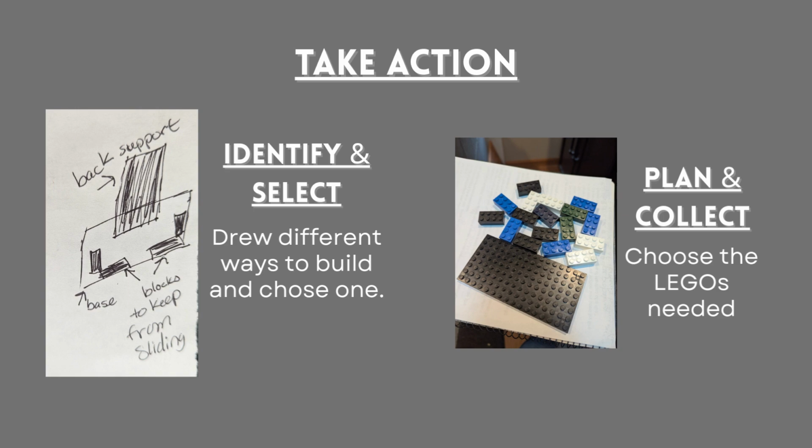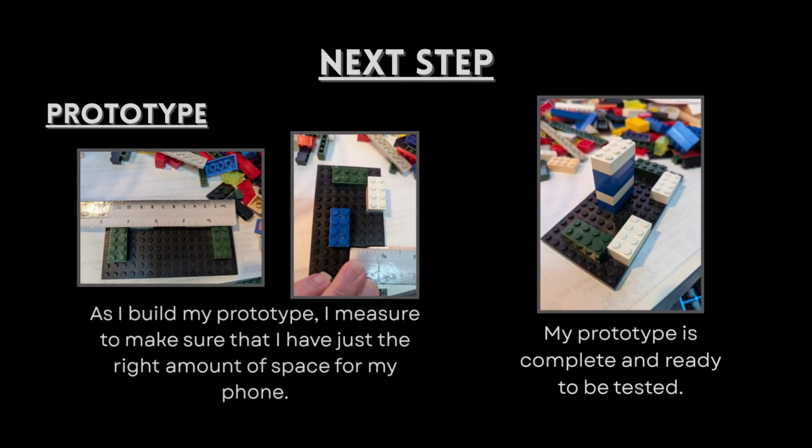I then moved to plan and collect. I wrote down each step I needed to do and all the supplies I needed. Then I picked which specific bricks I needed. I moved on to prototyping. As I built my stand from my sketch and plan, I double-checked that I had the right space for my phone by measuring. Double-checking measurements when prototyping is important.